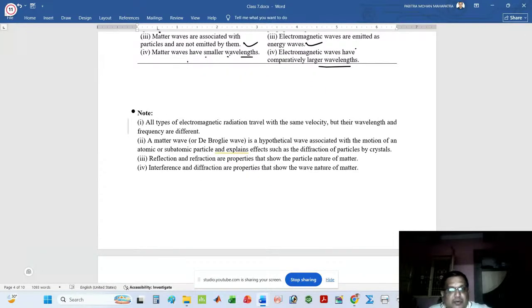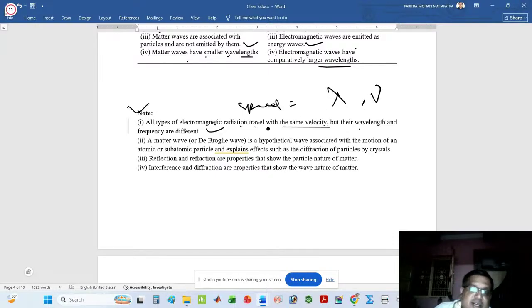Now move to some important points which are covered in the note. All types of electromagnetic radiation travel with the same velocity, but their wavelength and frequency are different. Again, I want to say that the speed of electromagnetic waves is the same. All electromagnetic radiation travels with the same velocity, but their wavelength and frequency will change. Lambda value and nu value must be changed for each electromagnetic radiation, but they have the same velocity. This is the first point.